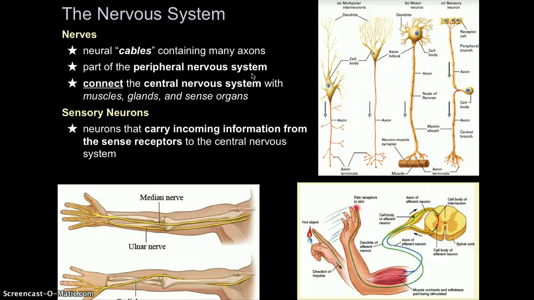Sensory neurons are those that carry incoming information from the sense receptors to the central nervous system. So this is like when you touch a hot object, you can look down here at this diagram. The impulse comes in from your finger, you can see the arrow heads up through your pain receptors in your skin, into your muscle. The muscle contracts and withdraws the part being stimulated. That's your reaction. You jerk your hand away from, here I guess this person's touching a candle.